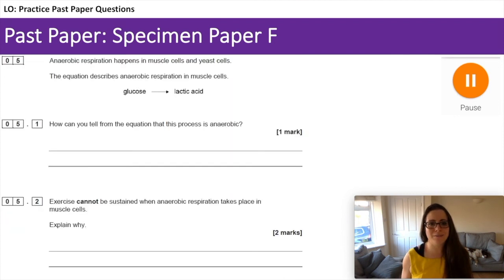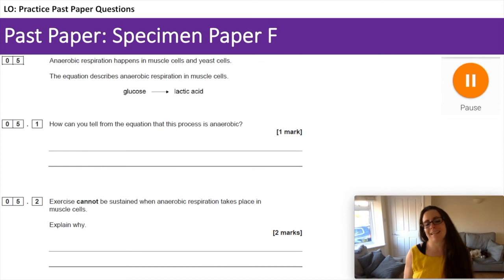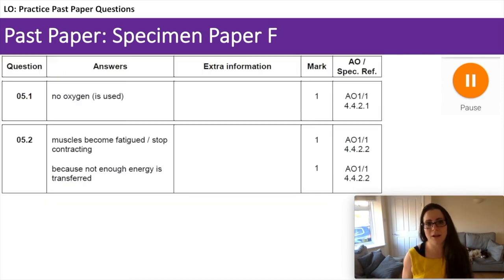Okay, we've got a nice little equation. How can you tell from the equation that the process is anaerobic? Anaerobic, what is missing? Exercise cannot be sustained when anaerobic respiration takes place in muscle cells. Ooh, explain why. Linking to energy. Pause the video. And the answers. So, no oxygen is used. This is how we can tell it's anaerobic. If it was aerobic respiration, it would be glucose plus oxygen.